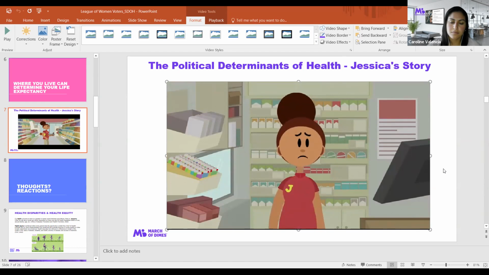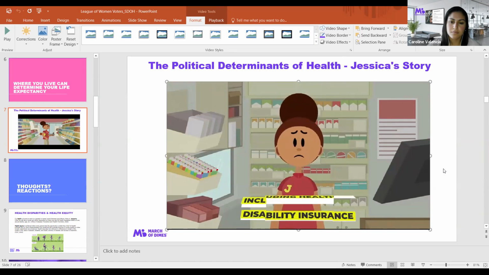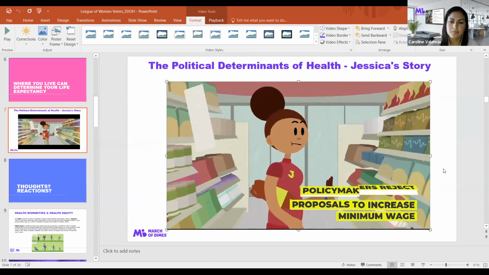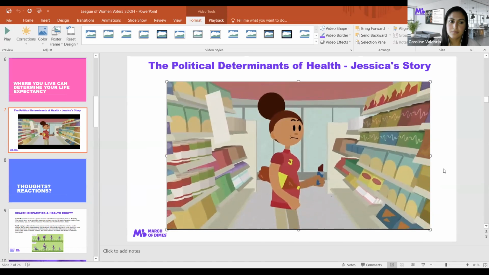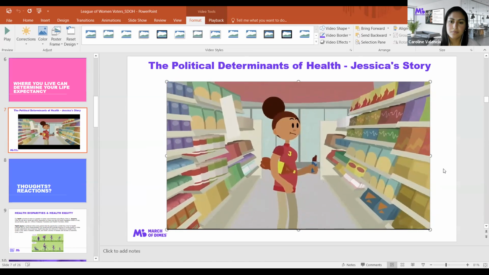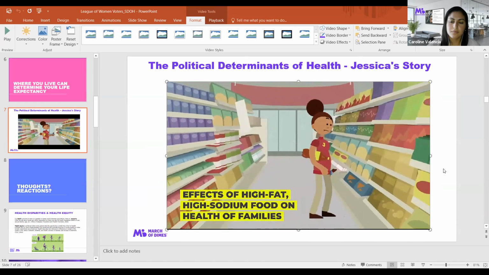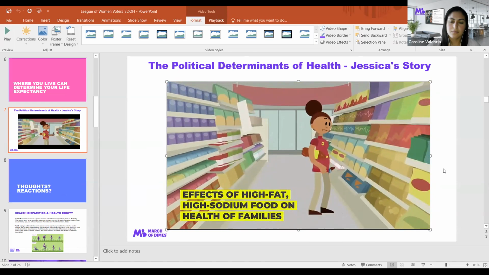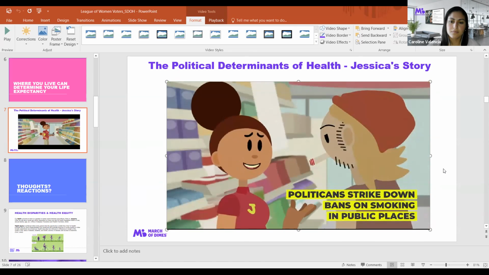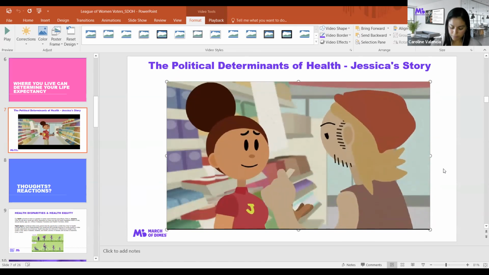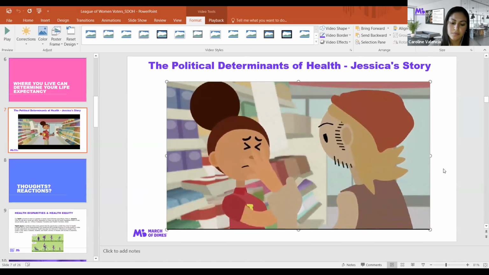Jessica found work as a cashier at the corner convenience store, a job with no employee benefits, including health or disability insurance. Because policymakers rejected proposals to increase minimum wage to a livable income, Jessica often substituted her employer's free snacks policy as a meal, never realizing the effect that high-fat, high-sodium food would eventually have on her or her baby's health. With local politicians striking down an effort to ban smoking in convenience stores, Jessica was constantly subjected to a barrage of secondhand smoke.